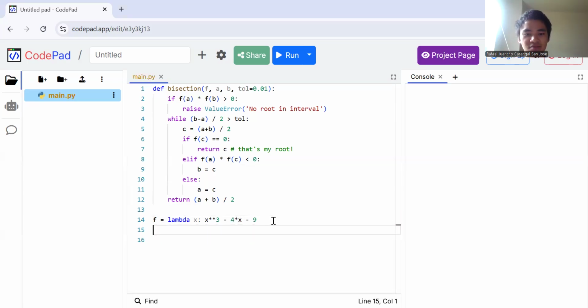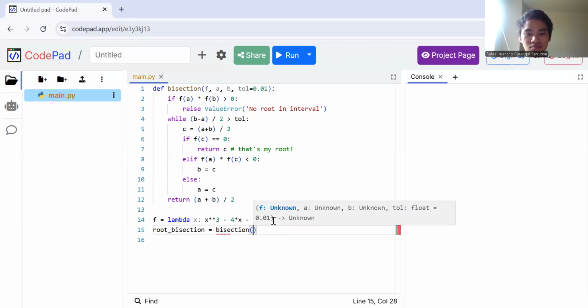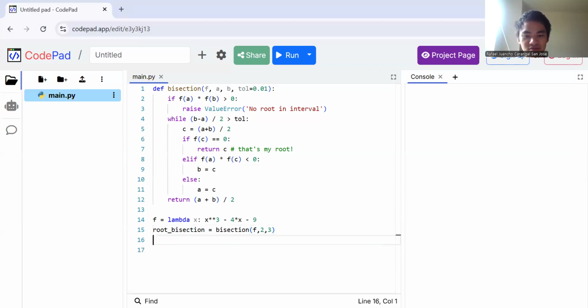And then from there, I'm going to do a root bisection. So I'm going to do the bisection method I did. And here I'm going to input my function f, my a, my b. So in this case, it's 2 and 3, right? I think it was 2 and 3. Yeah. So it's 2 and 3. And then tolerance is optional. I have it by default, so I don't need to put it there. And I just print out my bisection root.